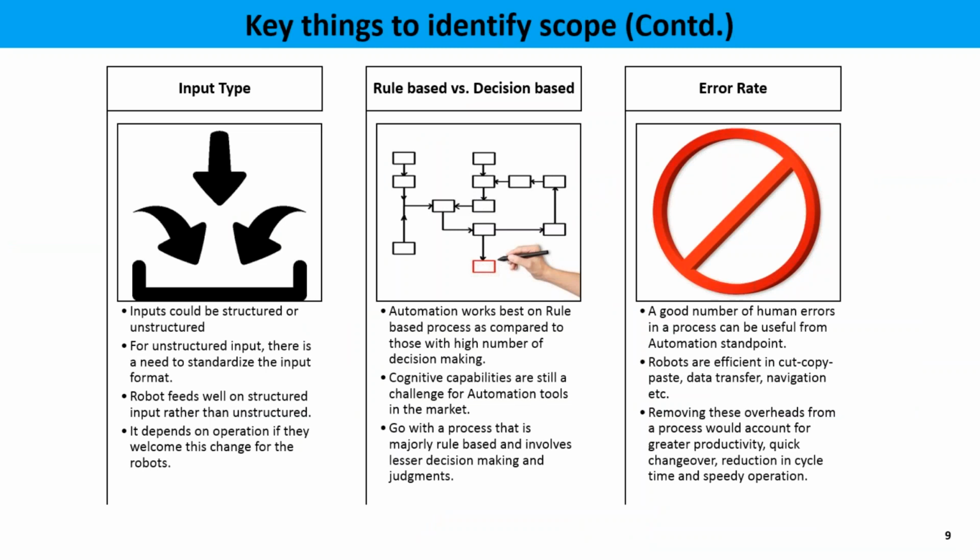So in order to avoid those things, we have to see what input we are getting, whether that input file, or the data in it, is up to the structure level we are looking for. Because we can't randomly write code to take the data and work on it. For that we need data in a structured manner. If the data is not structured, whether the file you are downloading from FTP or from any other application, we have to make it structured, and then you can use it. So here it says inputs could be structured or unstructured. For unstructured input, there is a need to standardize the input format.